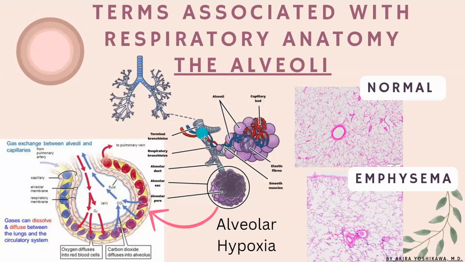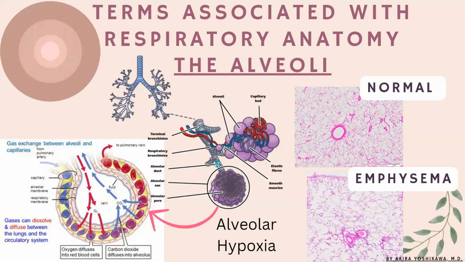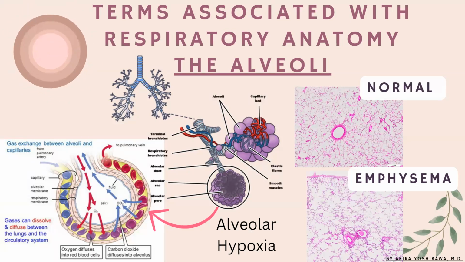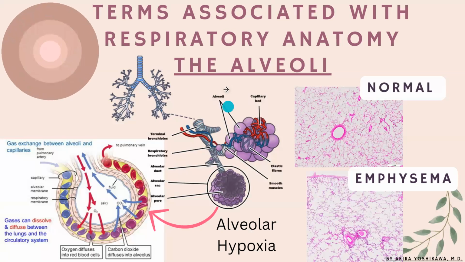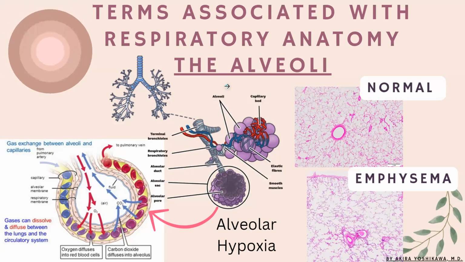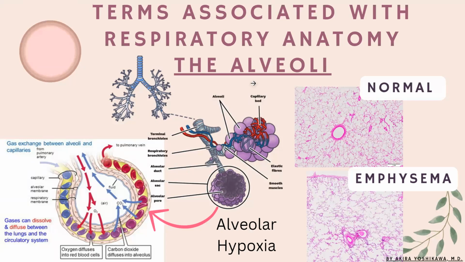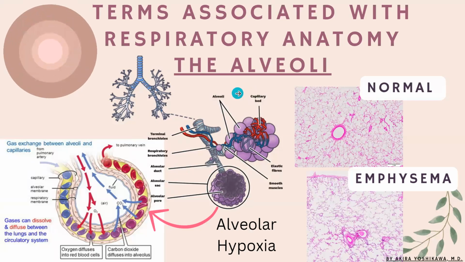So we have a terminal bronchiole. So that means it's kind of the end of the chain. And off of our terminal bronchioles, we are going to have respiratory bronchioles. They're called respiratory bronchioles because they contain our alveoli, which are our structures that we utilize for gas exchange.